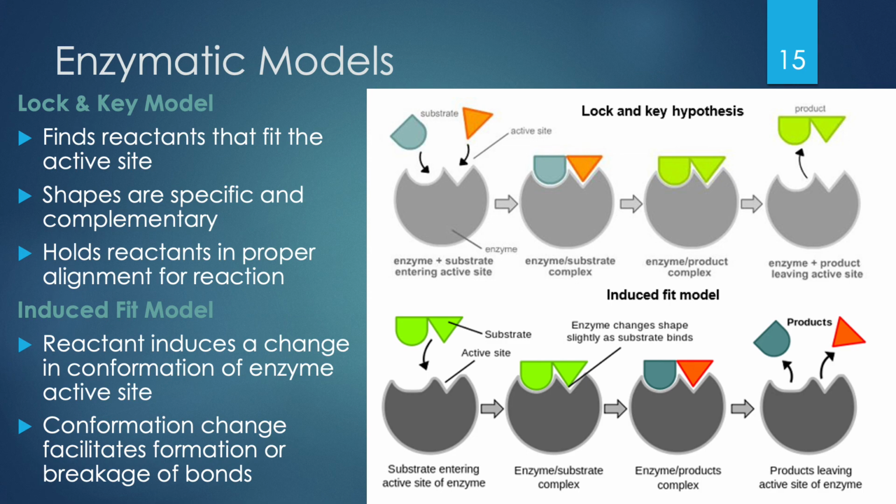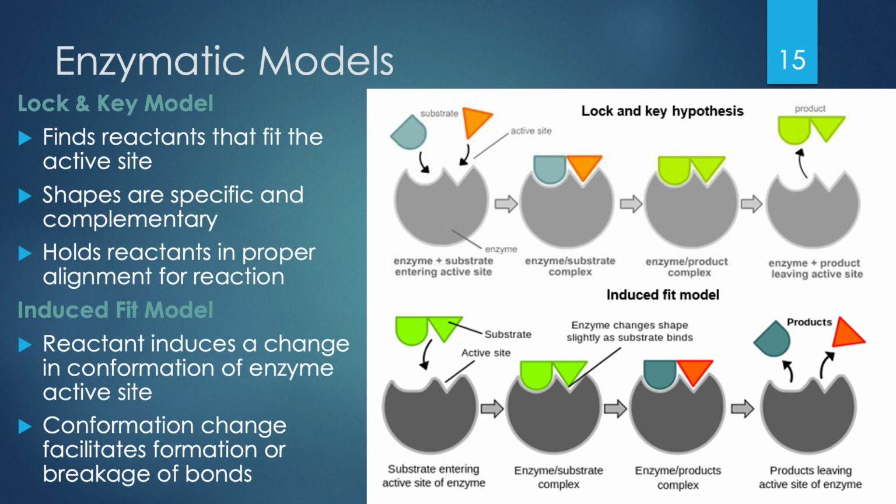So the lock and key model basically means that the substrates, which are the orange triangle and then the light blue rounded shape on the top example, those have to fit exactly. And if they don't fit exactly, they're rejected by the enzyme, and the enzyme will not actually perform its action.